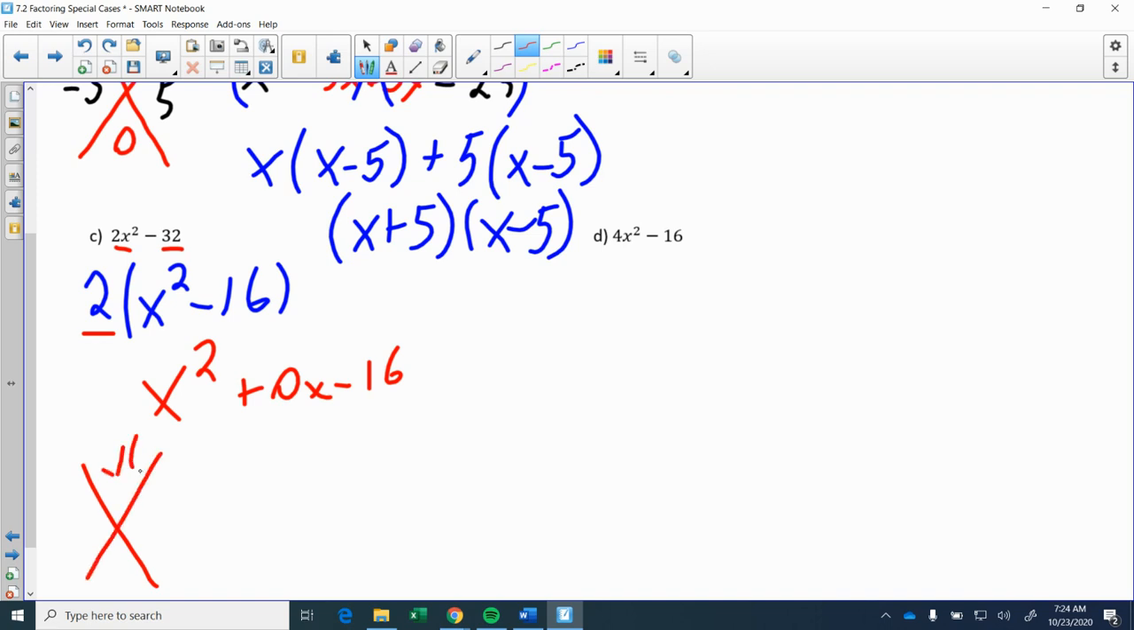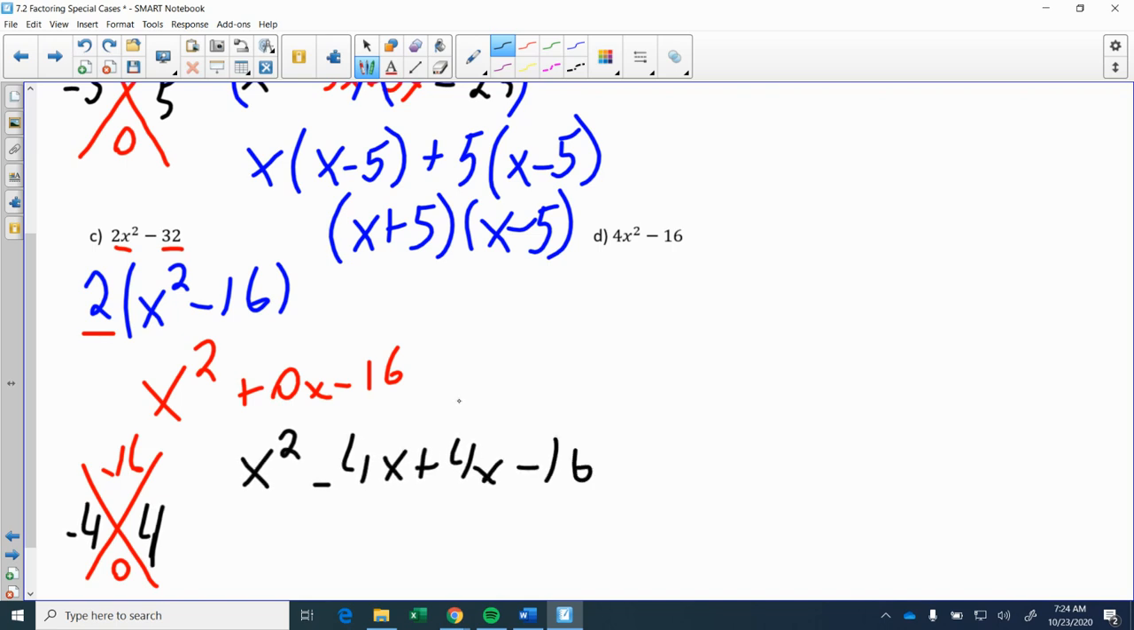Start our x method with a negative 16 on top, 0 on bottom. This is going to come out to be negative 4 and positive 4. So I can rewrite this as x squared minus 4x plus 4x minus 16.